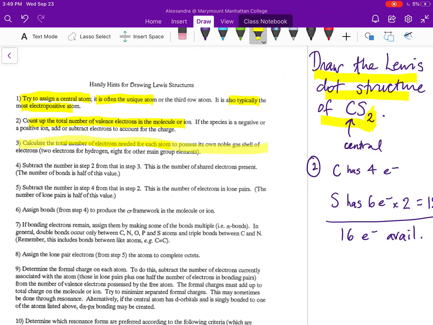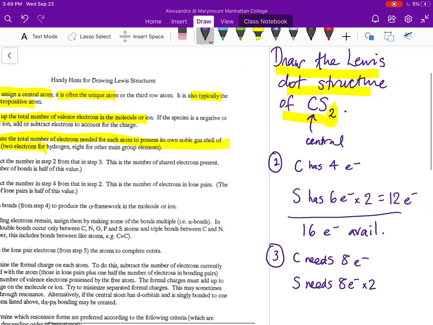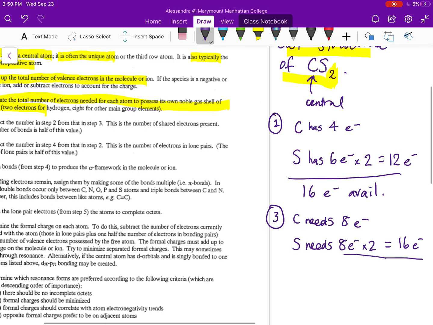Now we can move on to step 3, where we calculate the total number of electrons needed for each atom to possess its own noble gas shell. So carbon needs 8 because it obeys the octet rule. Sulfur also obeys the octet rule, needs 8 electrons times 2 because I have 2 sulfur atoms. So that's going to be 16. 8 times 2 is 16. And 16 plus 8 means that I have 24 electrons that are required total.